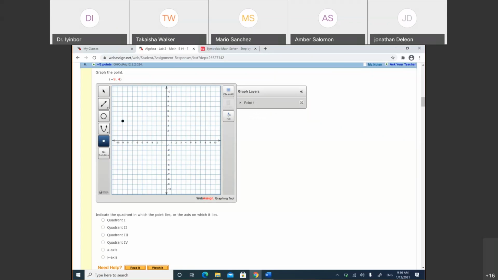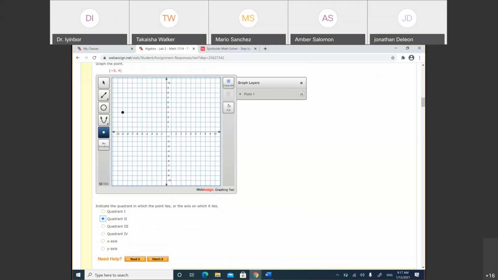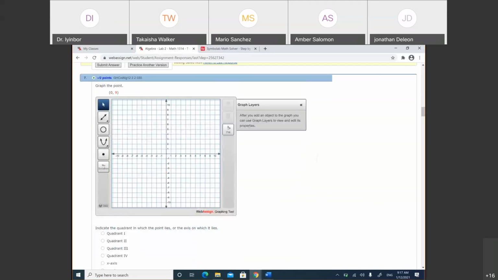Now, they also asked me which quadrant that is. If you remember, we had the first quadrant here, the second one is gonna be the point -9 and 4. Okay? So this is the second quadrant. The same way you do in number 7.